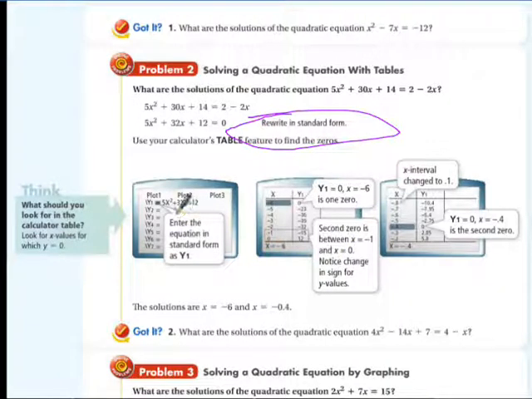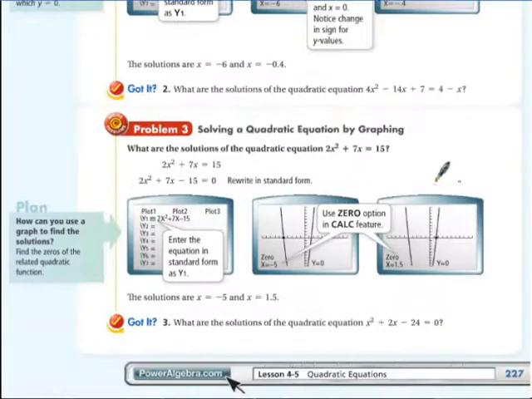We enter the equation into a TI like this, and what we do is we go to the table and we find the 0 values. All right. It's pretty simple once you put it in your calculator. In my opinion, there's an easier way.